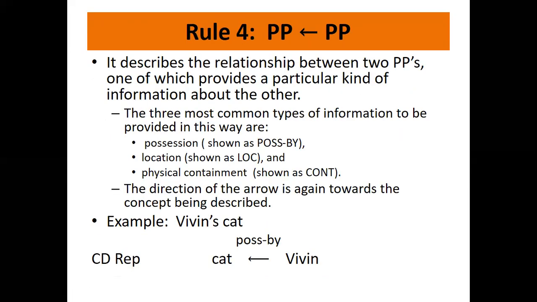Next, rule 4 describes the relationship between two picture producers, one of which provides a particular kind of information about the other. It's the relationship between two picture producers. Now, what kind of information does it provide? There are usually three types of information: possession, shown as poss-by, location, shown as loc, and physical containment, shown as cont. The direction of the arrow is again towards the concept being described. Vivin's cat. That means what? Vivin possesses the cat, or the cat is possessed by Vivin.